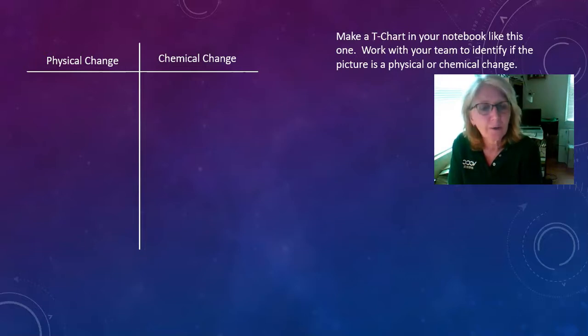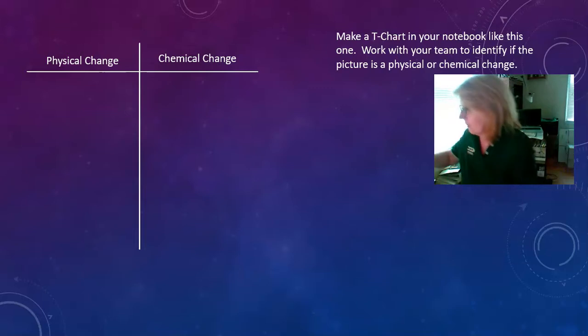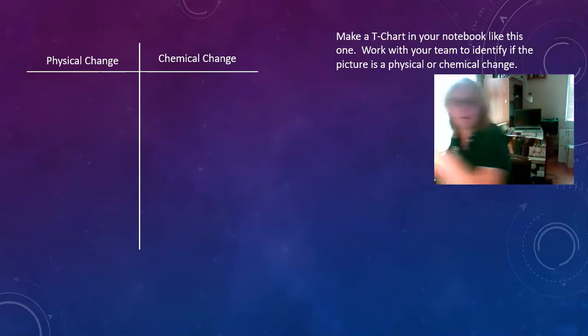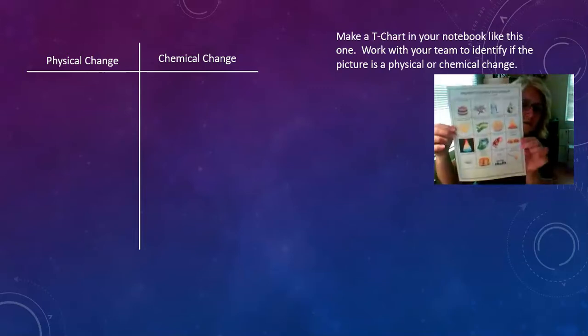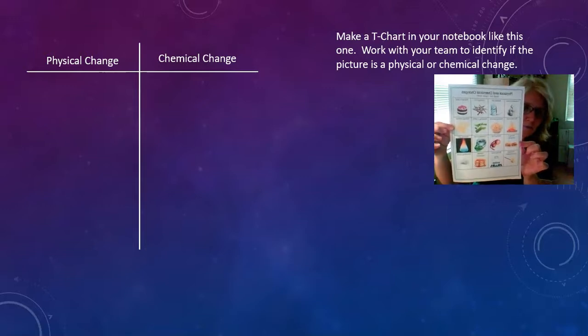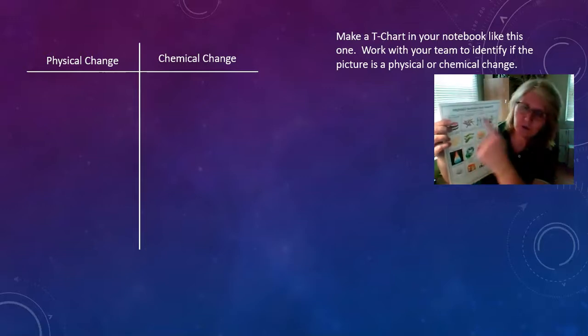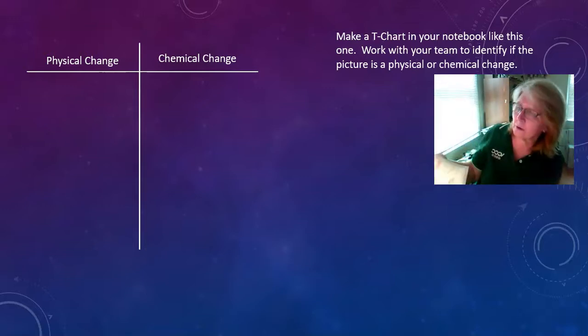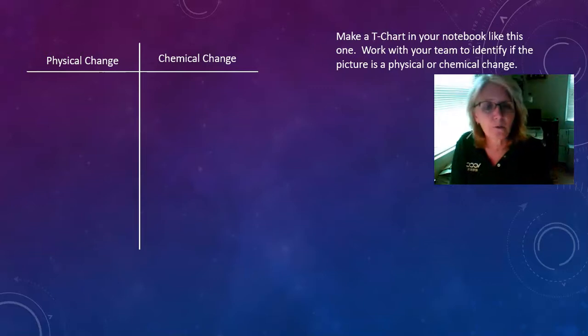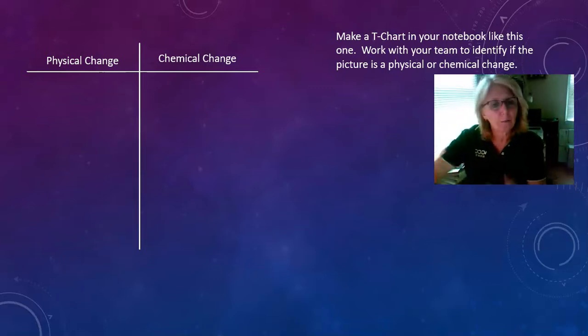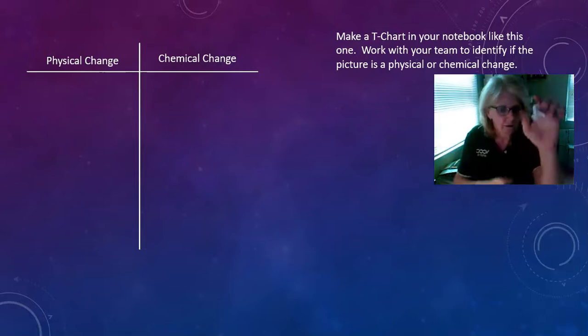Now that we're finished making our T-chart, we are going to look at a series of pictures, and you should see these at your tables. These pictures just represent different items, and I want to see how you are with sorting them. You have crumpling paper, and crumpling paper just means it's rolled in a ball.